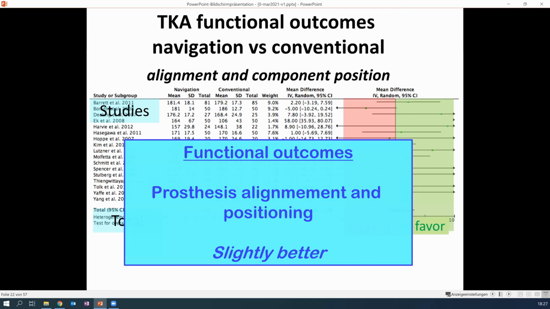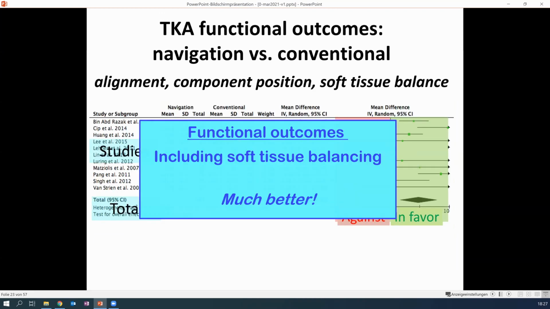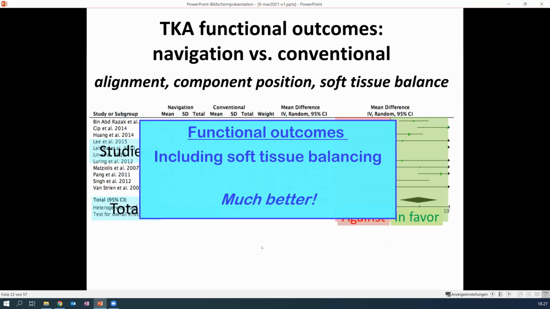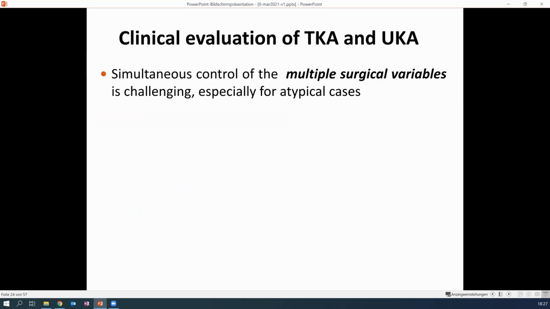Okay, how about the alignment and component position? Certainly the prosthesis alignment positioning was slightly better. Whether that led to a better functional outcome, that's a different story. If you look at soft tissue balancing, you see here this rectangle is much more to the right. There is a much more significant improvement when you use the technology. So here's an example of, probably, it's all about soft tissue balancing. We already heard this from Professor Parret. This is already a good enough reason to do this in this way.